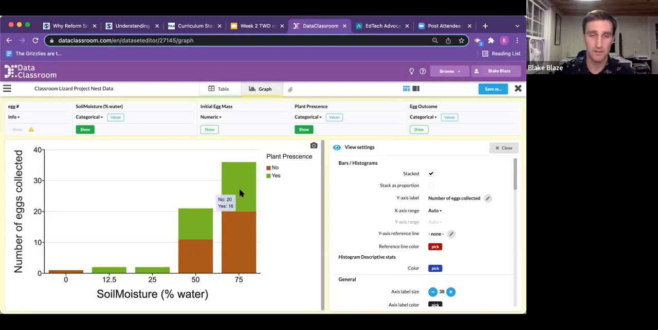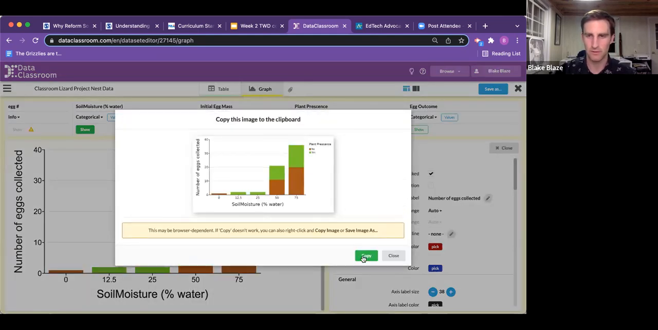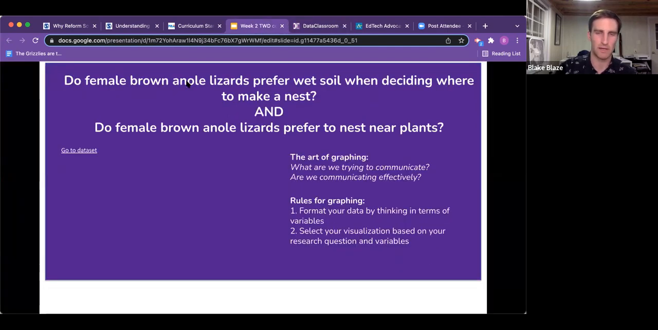All right, there we go. We haven't really picked an audience, so I don't know how to adjust the size of the labels. And I don't really think we need descriptive statistics here, but let's go ahead and copy this image to the clipboard. And may as well drop it right back in this presentation.